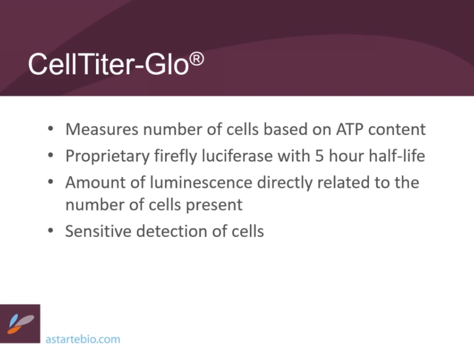What is more of a, well, it's not even walk away because it's so fast. Cell titer glow measures the number of cells based on ATP content. It uses a firefly luciferase from Promega. It has a longer half-life so that you can measure that luminescence before it goes away. And it is directly related to the number of cells present. It's very sensitive to the cell number, so you don't even need that many.